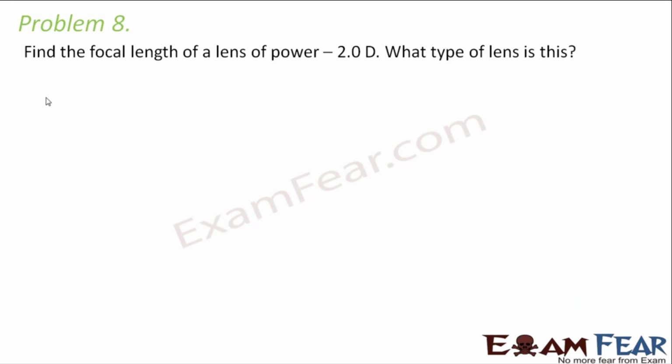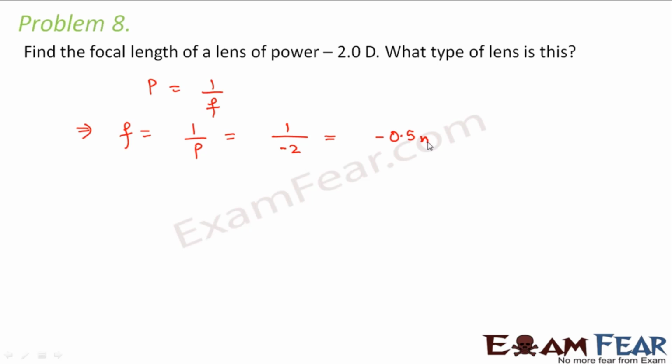It says find the focal length of a lens of power minus 2 diopters. What type of lens is this? So what is the relationship between power and focal length? We know that power P is equal to 1 by F. This implies that focal length will be equal to 1 by P, that is equal to 1 by minus 2, which is equal to minus 0.5 meters. So this would be the focal length of the lens.